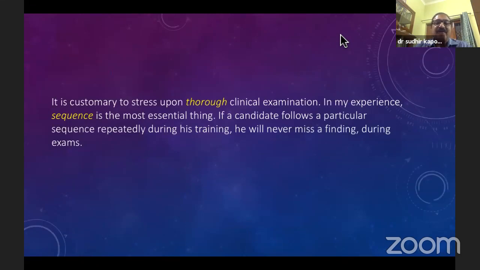Well, friends, you must have heard all this, that a thorough clean examination is required. Most of the teachers must have told you this. But as far as I am concerned, please understand that sequence is the most essential thing. If you follow a particular sequence throughout your career, throughout your training, you will never miss a finding during the exam. So as far as I am concerned, thorough clean examination, fine. But sequence is the single most important thing.